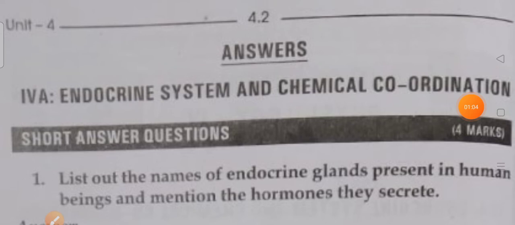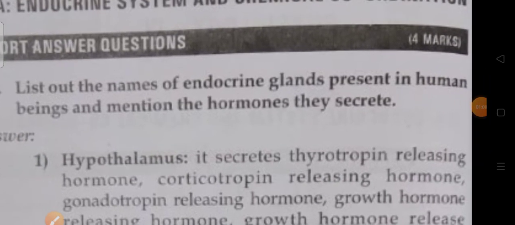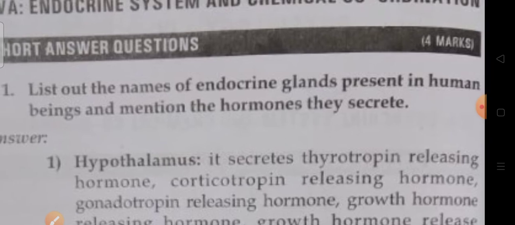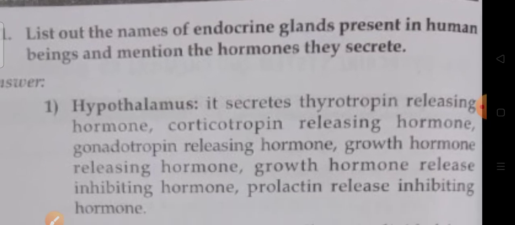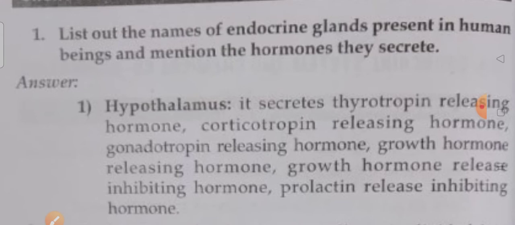In the endocrine system and chemical coordination, the first question we have already discussed. Now, list out the names of the endocrine glands present in human beings and mention the hormones they secrete. Before that, I will show which hormones and glands are present in human beings. Important endocrine glands include the pituitary gland, thyroid gland, parathyroid gland, thymus gland, and adrenal gland.